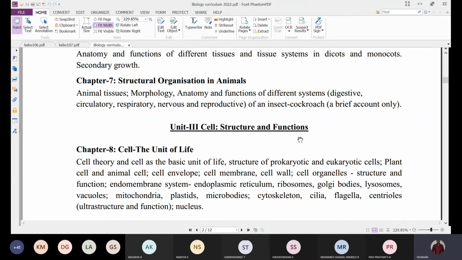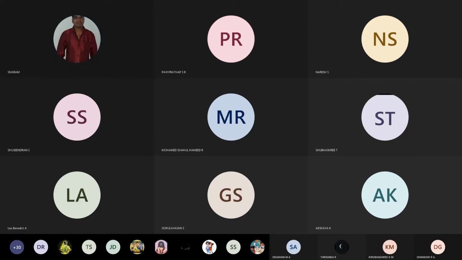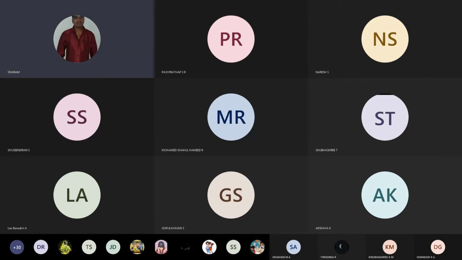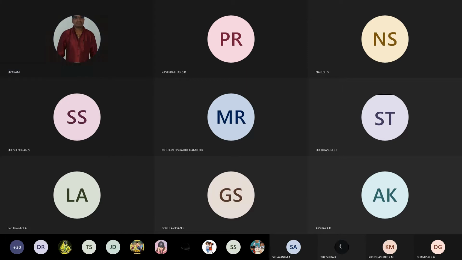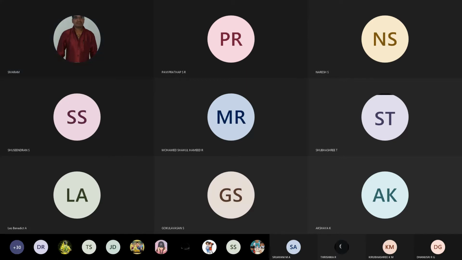So, understood all of you? The earthworm and a frog were deleted from the portion for NCERT as well as for the NEET examination, for both the concepts.